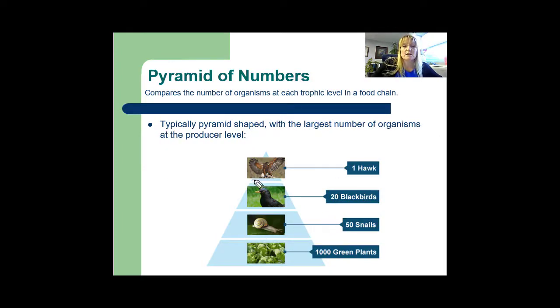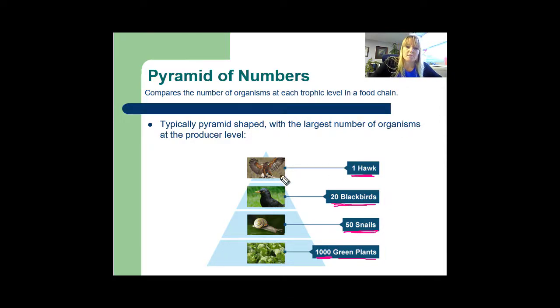This will represent, you can see the pyramid underlying this, right? This represents actual numbers of organisms that are supported or found in any given ecosystem. For example, in this case, you might have 1,000 green plants. Those 1,000 green plants can support 50 snails. Those 50 snails, every 50 snails you find, can support 20 blackbirds. Every 20 blackbirds you find can support one hawk.